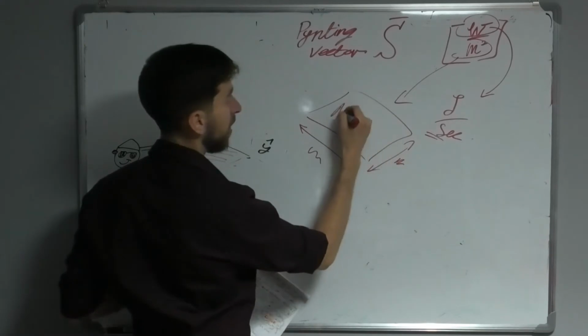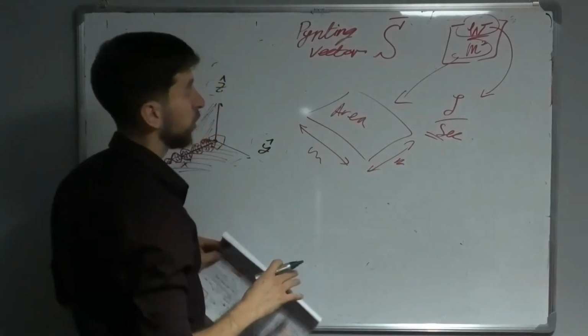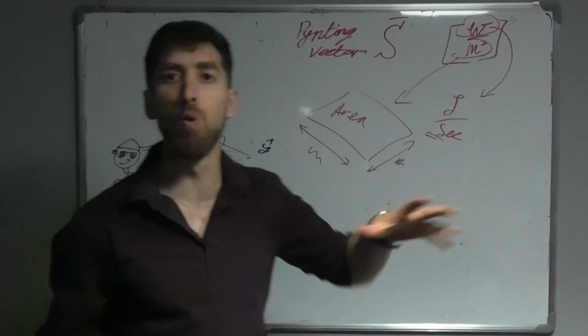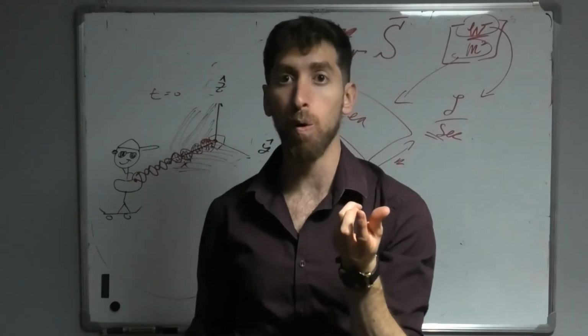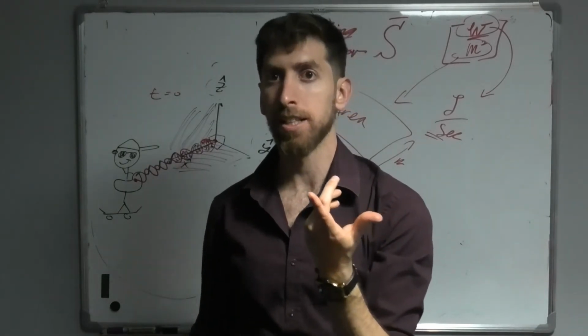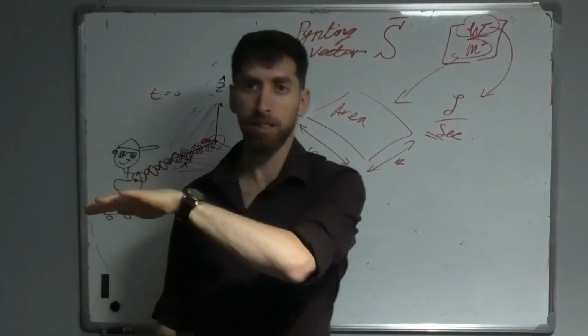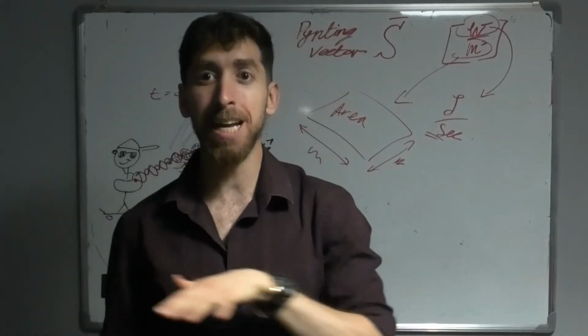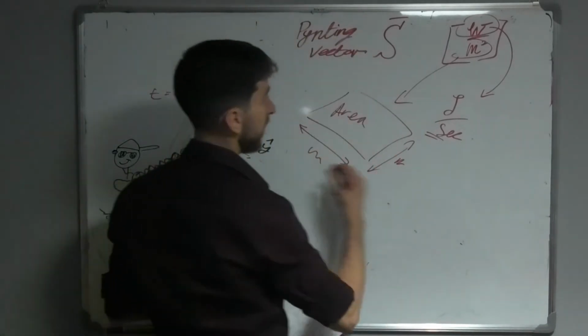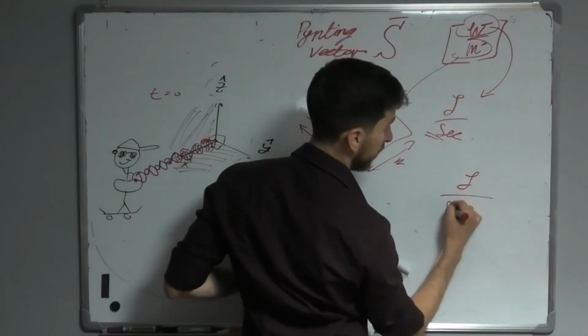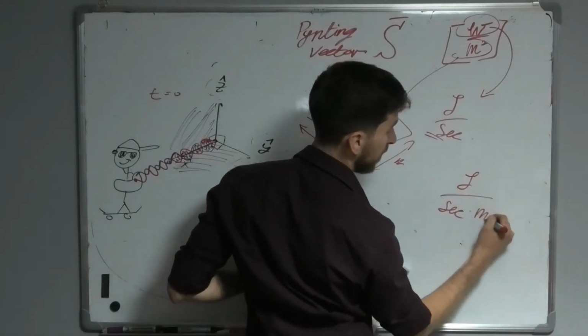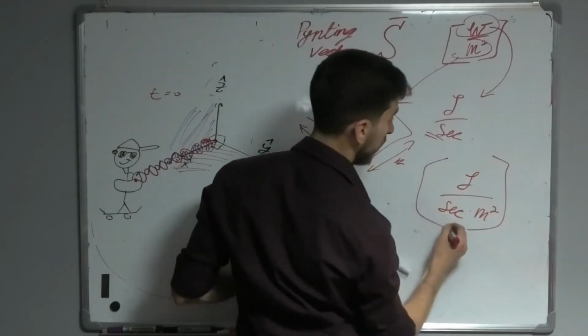So this is area, okay? This is a kind of improvement to the idea of power, of watt. It's actually watt, the joule per second per area. So this idea is actually joule per second per area, meter square. So this is the unit of the Poynting vector.